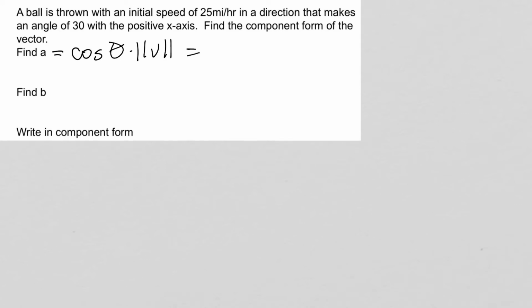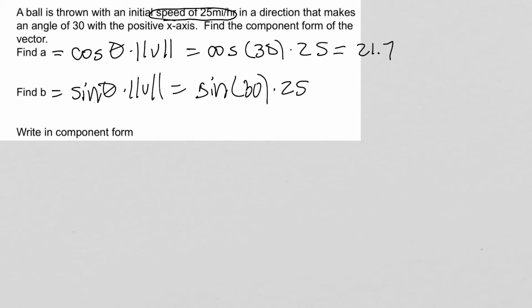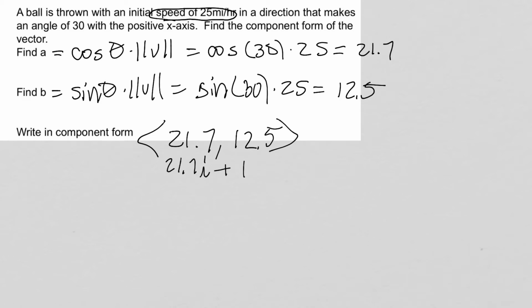So for this one here, what do you think would be the magnitude? The speed is the magnitude. The angle is 30, so I'm doing cosine 30 in the calculator and multiplying it by 25, and I get 21.7. We'll do the same thing for B, sine of the angle times the magnitude. Again, angle is 30, sine of 30, times the magnitude, 25, and I get 12.5. So in component form, I could write it with the A first, comma, the B, or I could have it as 21.7i plus 12.5j.